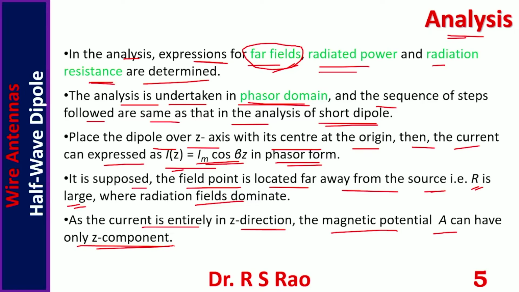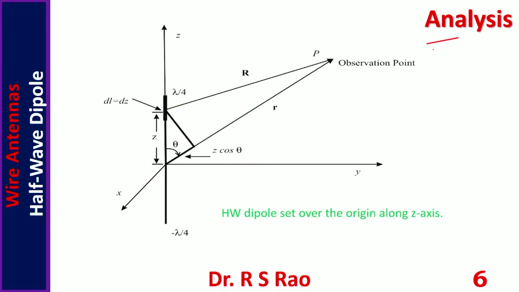This is the sequence. The analysis requires the antenna to be fixed over a particular coordinate system. Now it is known to us that in antenna theory, the widely used coordinate system is the spherical one. The dipole is placed over z-axis in spherical coordinate system. This is lambda by 4. This becomes minus lambda by 4. This is the observation point or field point. This point is far away from the radiator. So R is large, capital R, small r is also large.